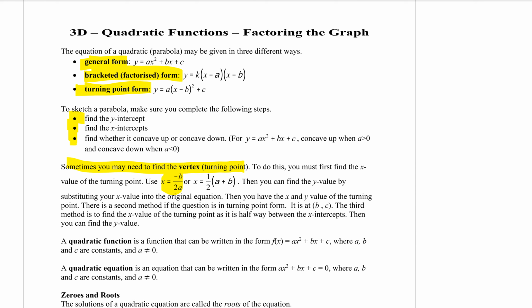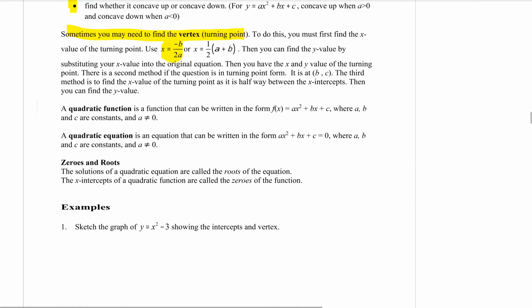There were other ways to find the x value of the turning point. Does anyone remember that? Ooh, silence. If you have already found the x-intercepts, which quite often you have, the turning point is always right in the middle of those two x-intercepts. So you average them. That's another way to find it instead of using this formula. Okay, so if I knew that I had x equals 1 and x equals 3, then my vertex is going to be at x equals 2, right in the middle. You just go 1 plus 3 divided by 2. Yeah, to get that.